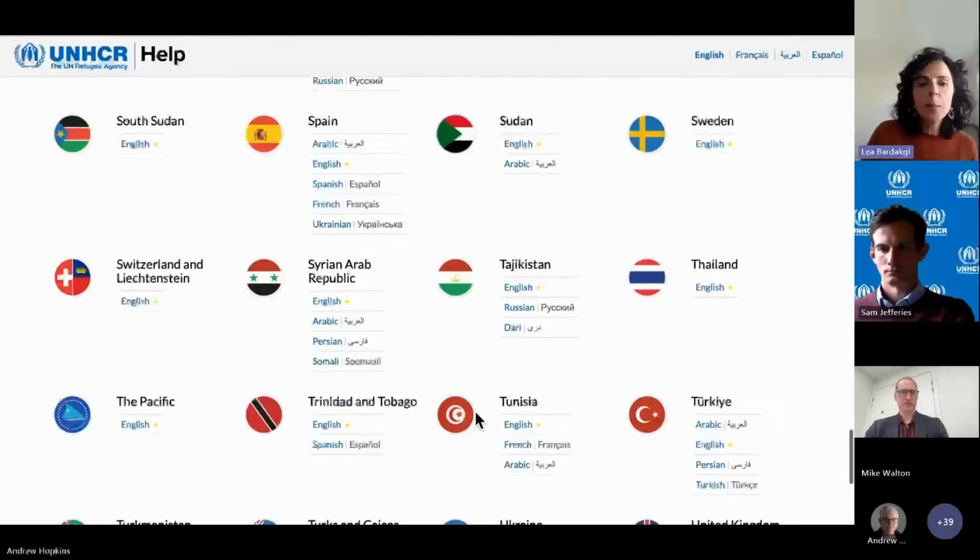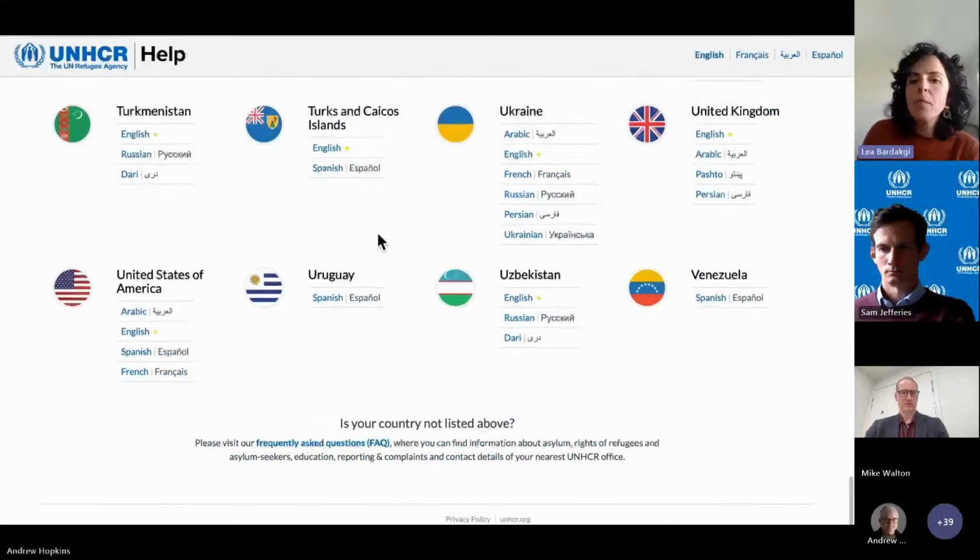So we've got help sites, which are in many of our operations, not all yet, but on the way. Those help sites are managed by the country operations. They provide information in the context for refugees, asylum seekers, displaced persons, telling them how to seek asylum, get access to services. So it's really a key information point. And those pages are available in many languages.